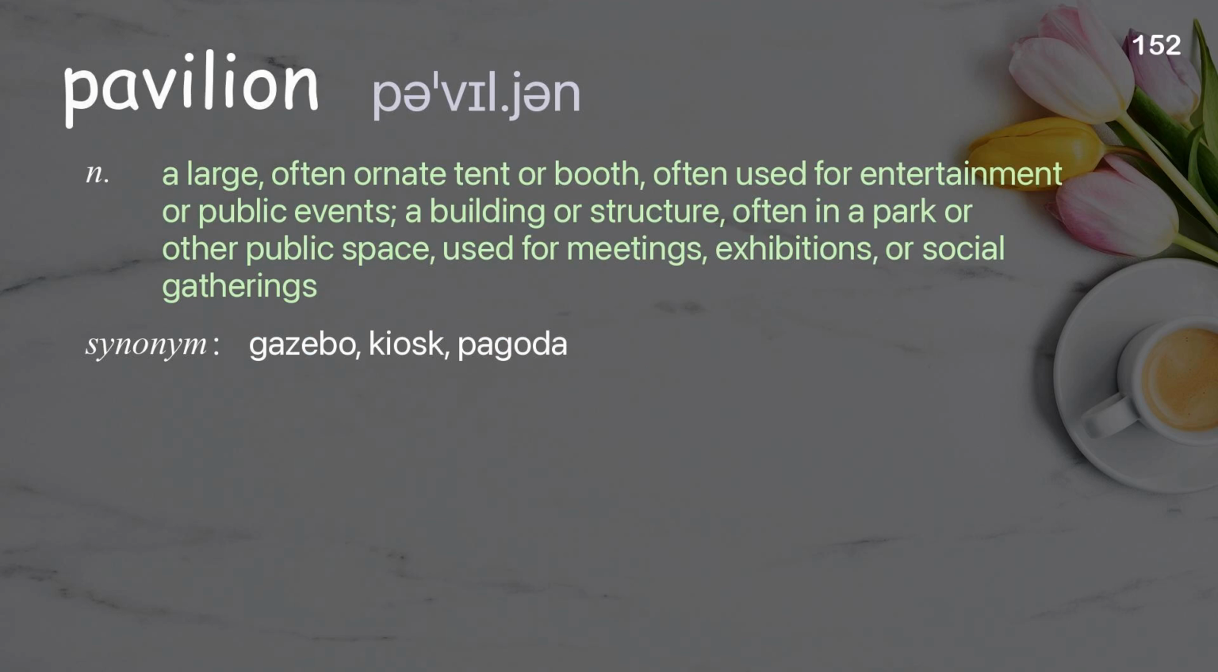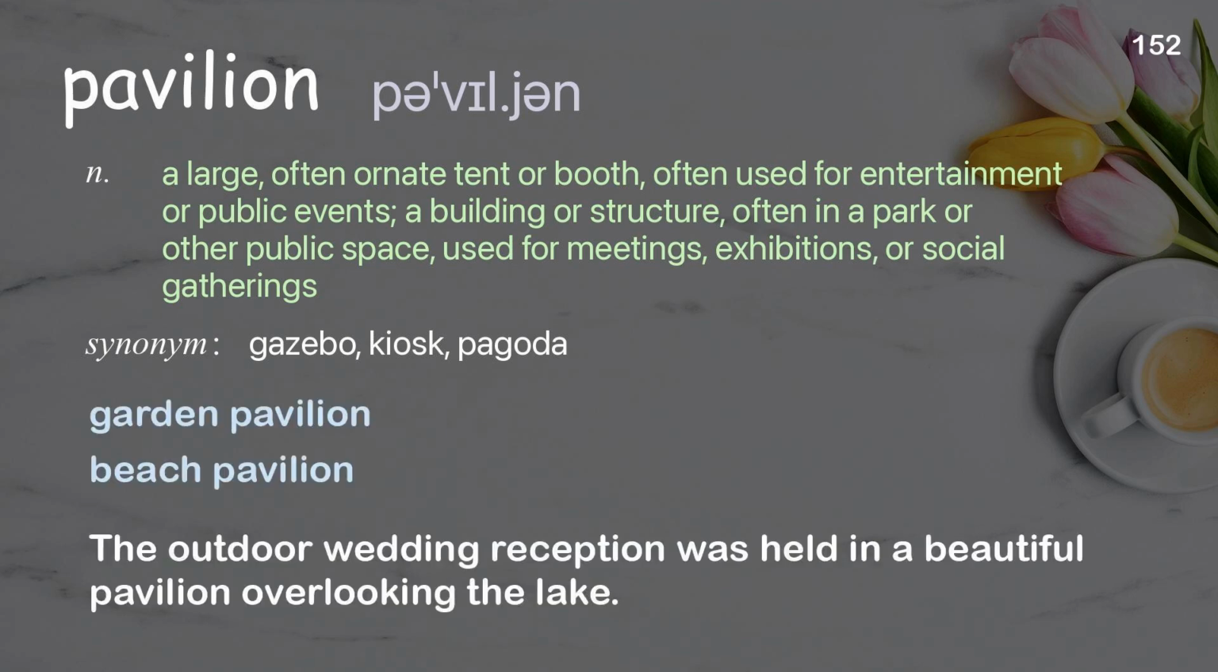Pavilion. A large, often ornate tent or booth, often used for entertainment or public events, a building or structure, often in a park or other public space, used for meetings, exhibitions, or social gatherings. Examples: Garden pavilion. Beach pavilion. The outdoor wedding reception was held in a beautiful pavilion overlooking the lake.